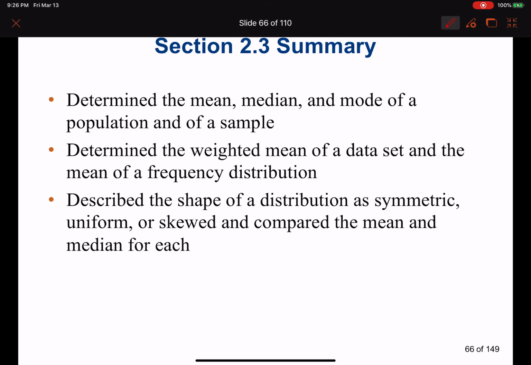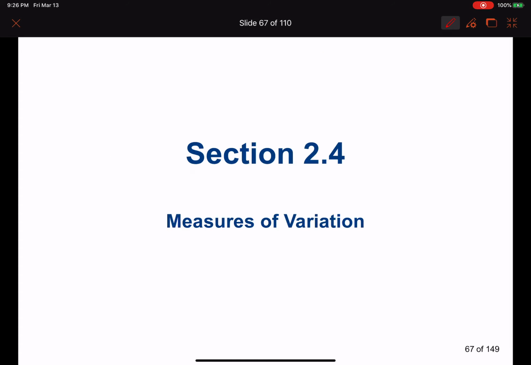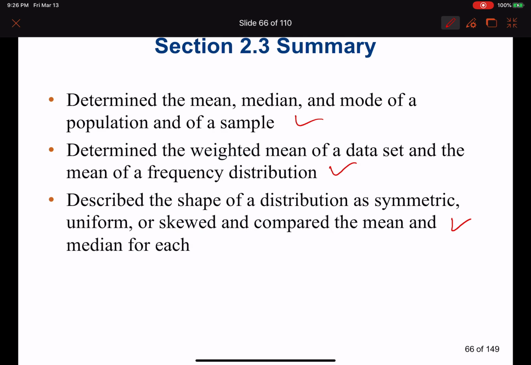All right. So we covered 2.3. We determined the mean, median, and mode of the population and sample. We learned how to calculate the weighted mean, and we learned the shapes of distribution, symmetric and uniform. All right, I guess I will record the next one, 2.7.